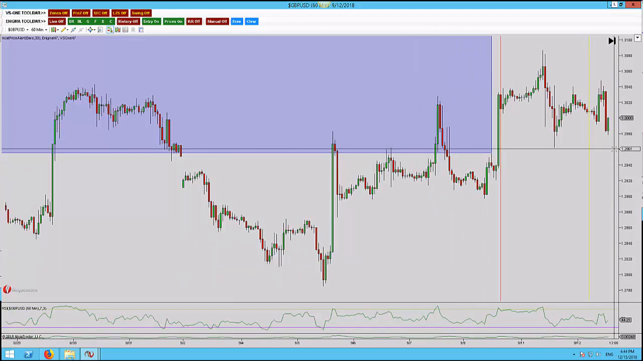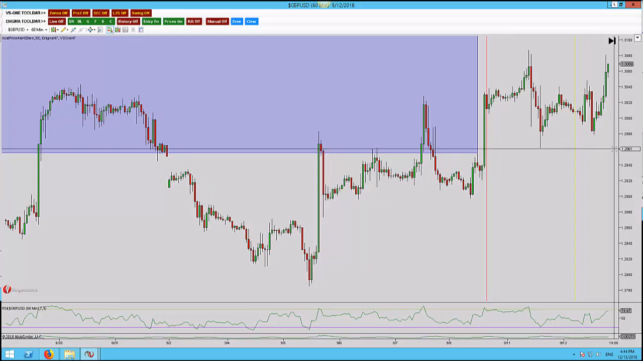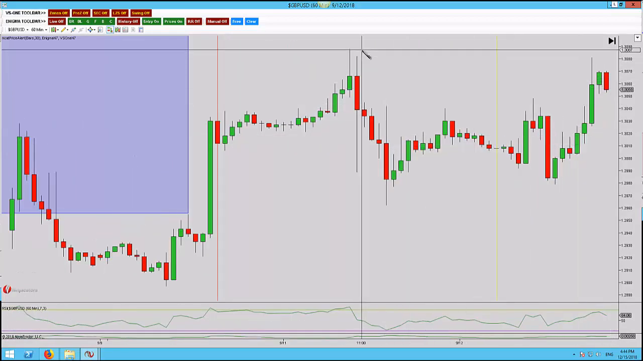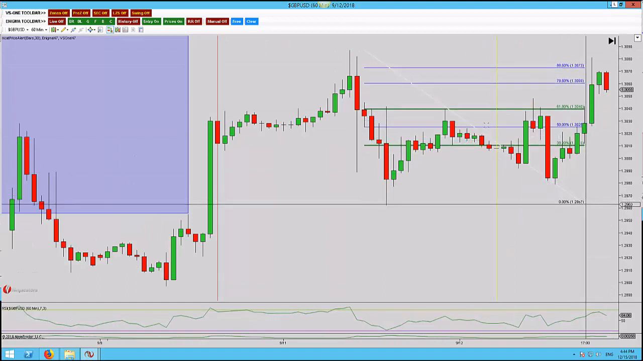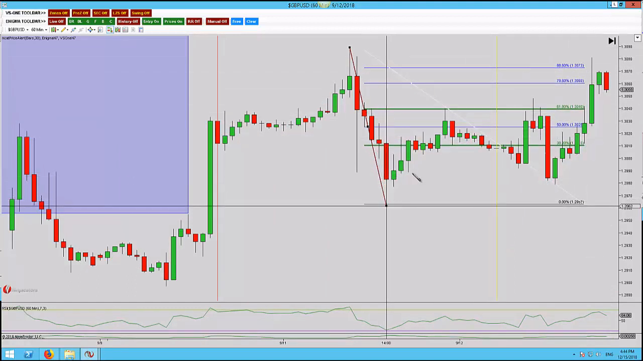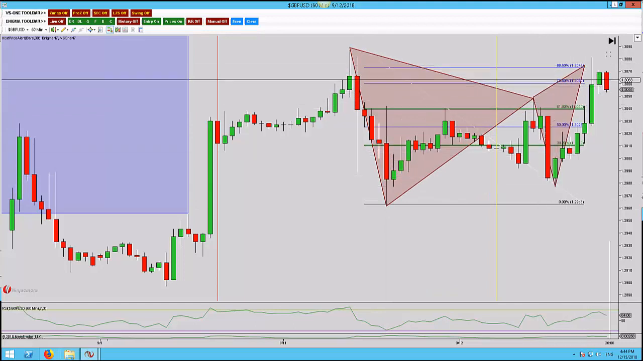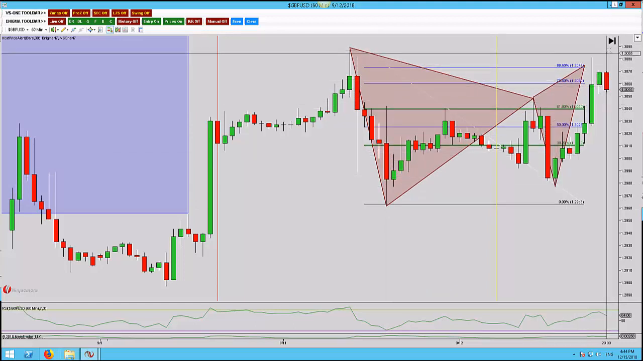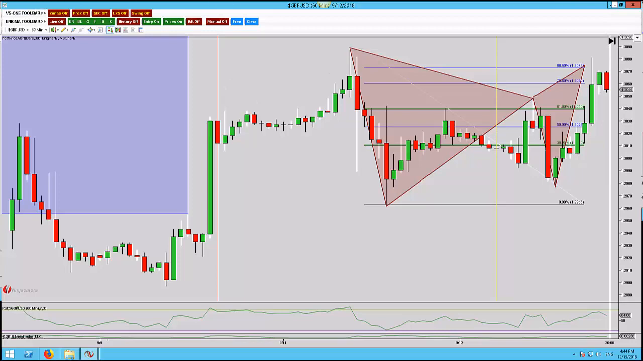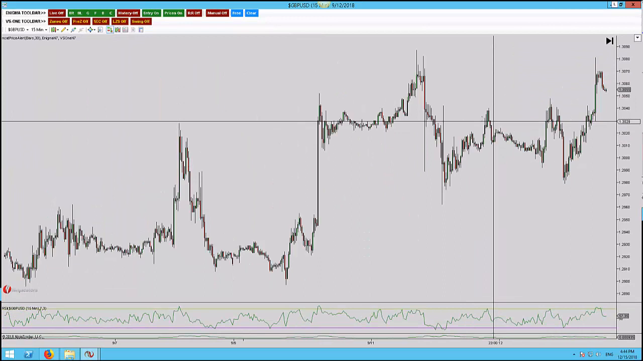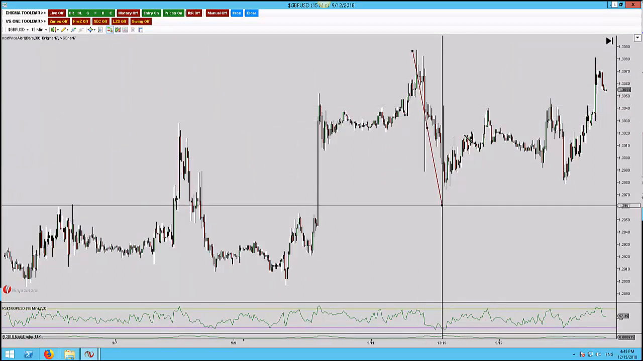Okay, we have an advanced pattern here. Let's draw this out. So we have a Gartley pattern coming into this zone, so I'm going to be looking for reversals on the 15-minute time frame. So here it is on the 15.